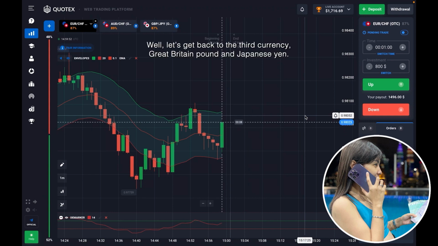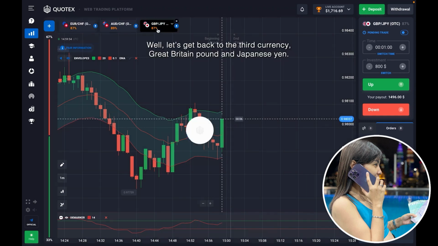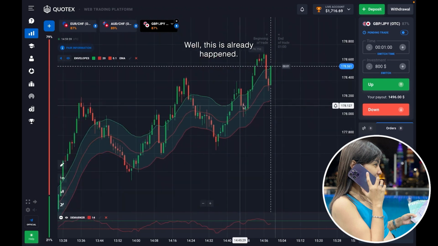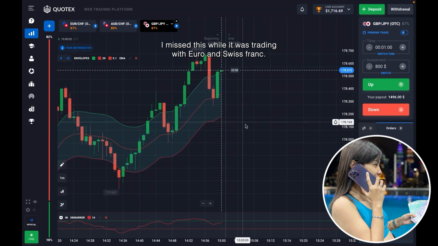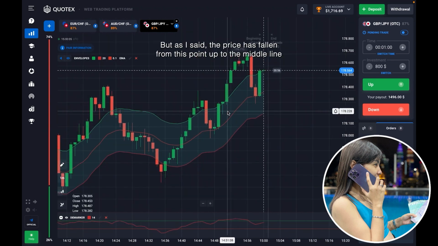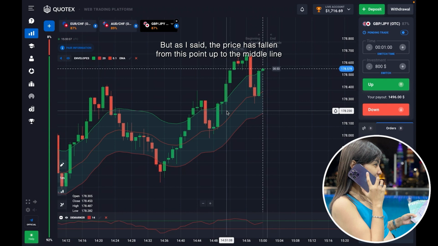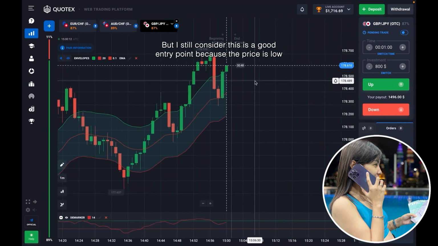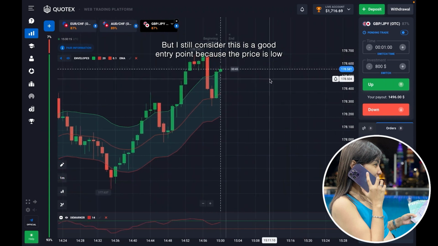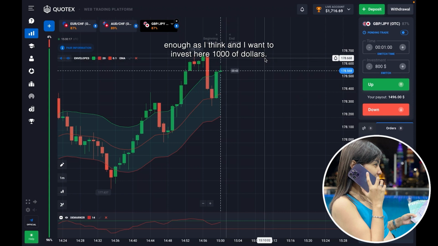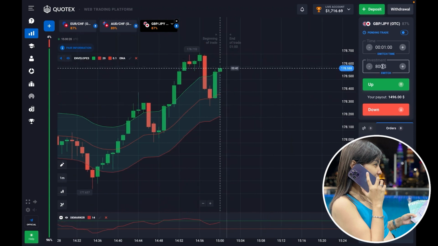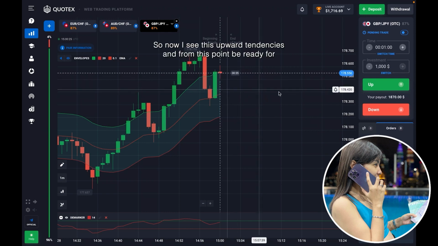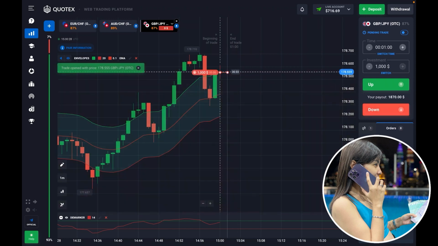So let's get back to the third currency, Great Britain pound and Japanese yen. So I'm really interested in what's happening with my chart, and this already happened. I missed this while it was trading with the euro and Switzerland franc, but as I said, the price has fallen from this point up to the middle line of my channel indicator, and now it's going in up direction again. But I still consider that it's a good entry point because the price is low enough, and as I think I want to invest here $1,000. So now I see these upward tendencies, and from this point be ready for put option right now.